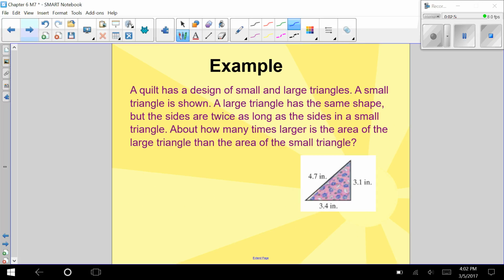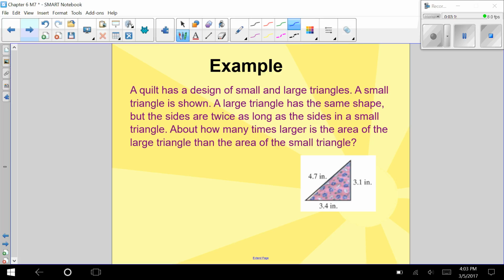All right, a quilt has a design of small and large triangles. A small triangle is shown here, and a large triangle has the same shape, but the sides are twice as long as the sides in the small triangle. About how many times larger is the area of the large triangle than the area of the small triangle? There is a reason we're talking about this.